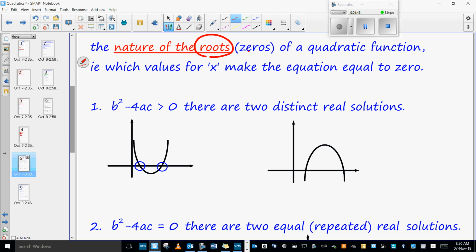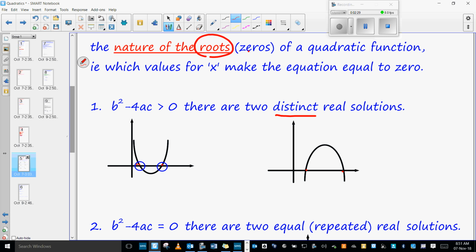Greater than 0. Okay, so if the discriminant value is greater than 0, it means that there are two distinct real solutions. What does distinct mean? They're essentially different. So there are two distinct real solutions. In other words, your quadratic graph is going to cross your x-axis in two different places. Whether the value of a is positive or negative, you're going to have a positively happy or negatively sad graph. It doesn't matter. Your graph will cross that x-axis in two different places.